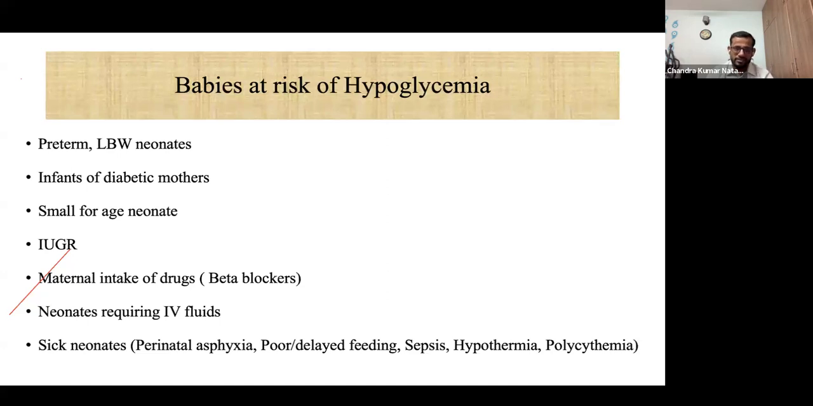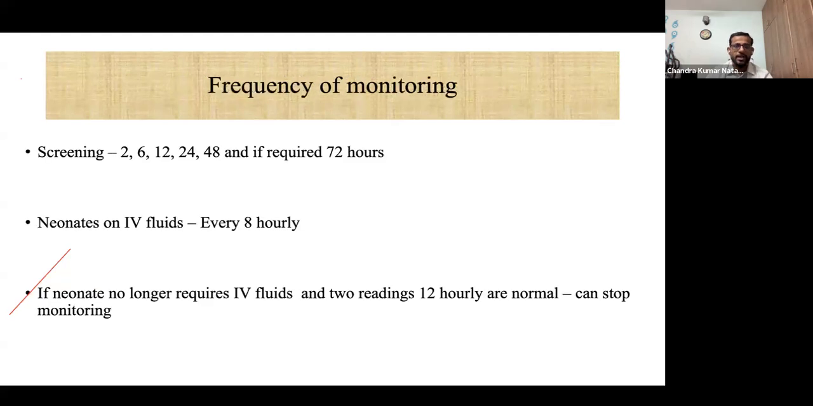SGA, IUGR babies are at increased risk. Maternal intake of drugs, especially beta blockers, which can inhibit insulin, can cause hypoglycemia. Neonates requiring IV fluids, when there is any disruption of fluid administration, or because of their sickness levels, are at risk of hypoglycemia. And any sick neonate, which may be perinatal asphyxia, delayed feeding, sepsis, hypothermia, polycythemia, because they are under stress, their requirements vary, and they are at higher risk of hypoglycemia.